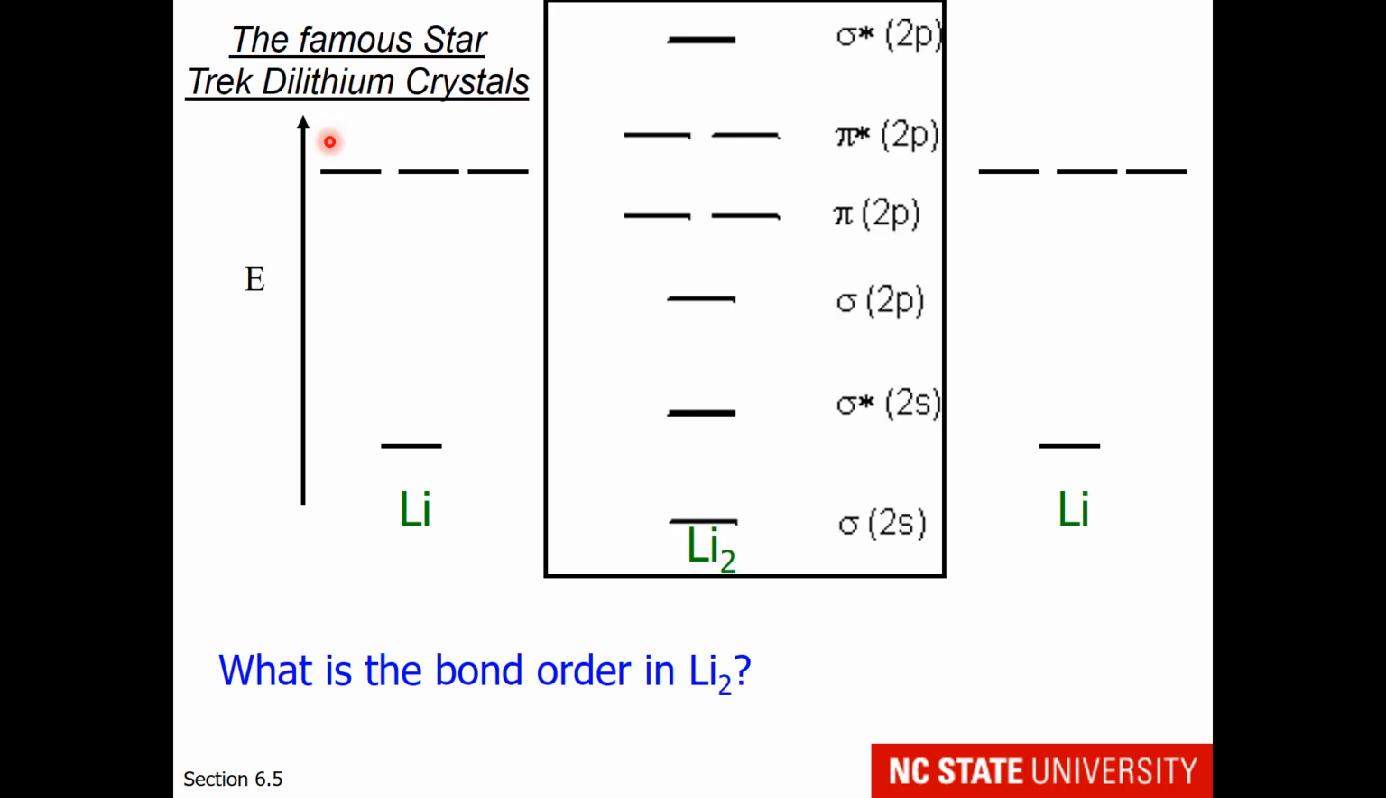So how about those famous Star Trek dilithium crystals? That would be a diatomic molecule with two lithium atoms. Lithium has one valence electron in the second period. So when we place those in the MO diagram, we're going to wind up with two electrons in the bonding molecular orbital. So as you might imagine, this predicts a bond order of 1. So you can see that Star Trek was based on some real scientific principles.